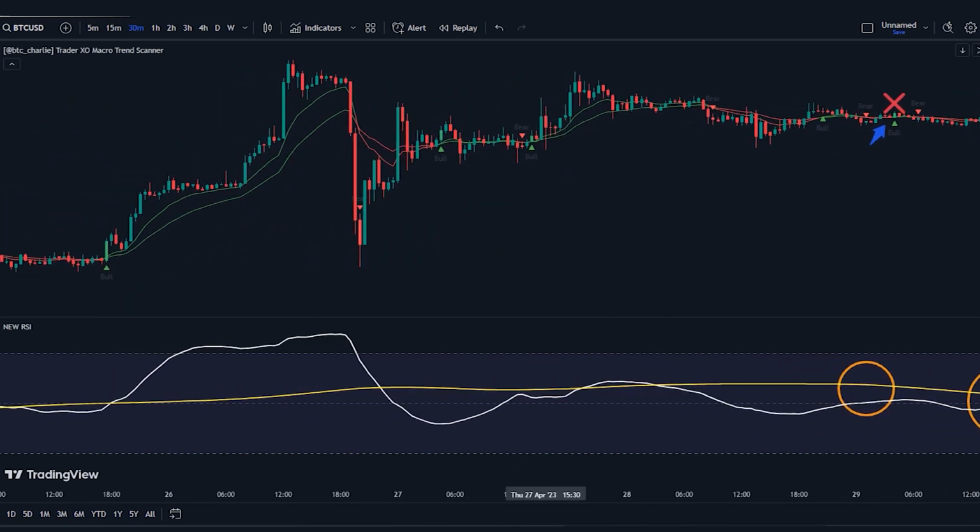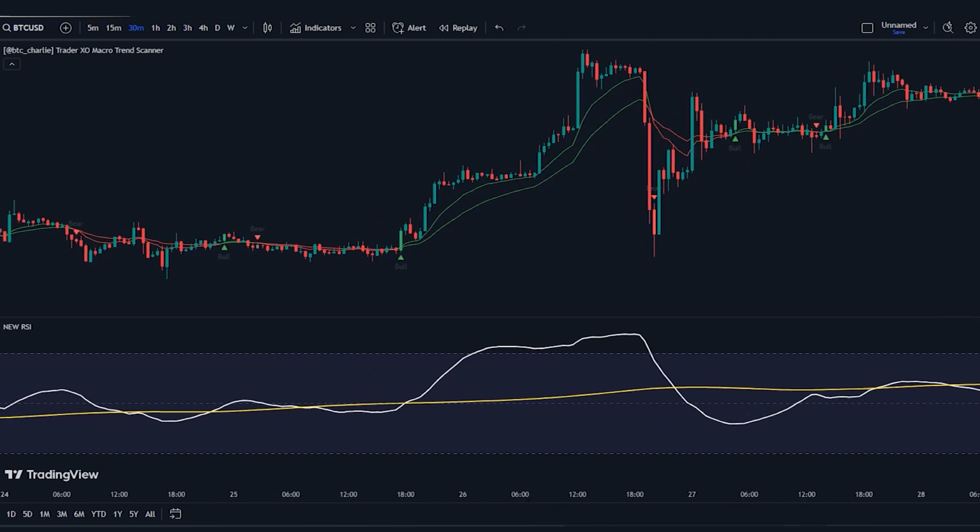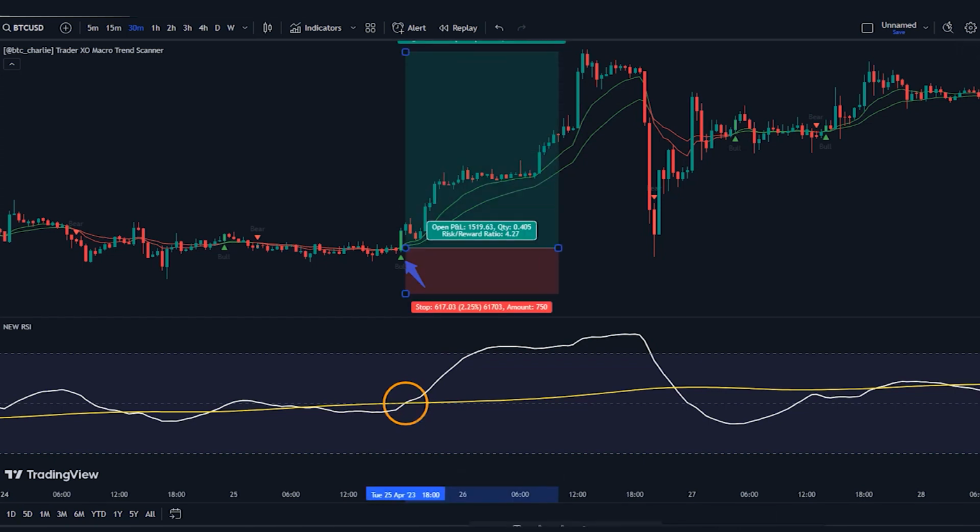This signal is not valid even though the price has gone up after it. Here we have a buying signal, and the RSI indicator has crossed before it. So this signal has both conditions, and we can enter a buy trade at this position.